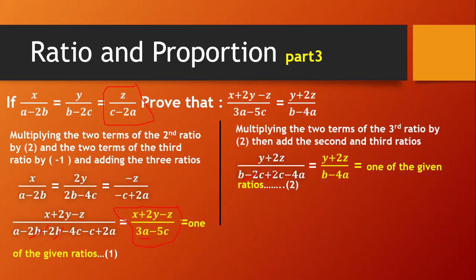I want this one and this one. This is one of the proportions, and this one is one of the proportions, so they are equal. So x plus 2y minus z over 3a minus 5c equals y plus 2z over b minus 4a. Okay, so this is what we want to prove.